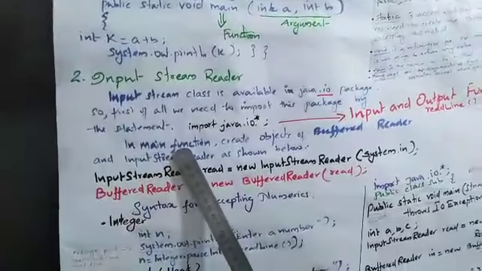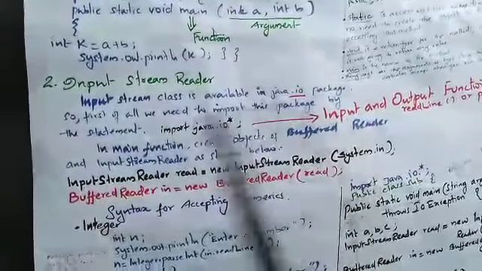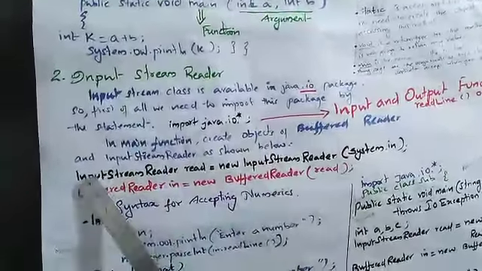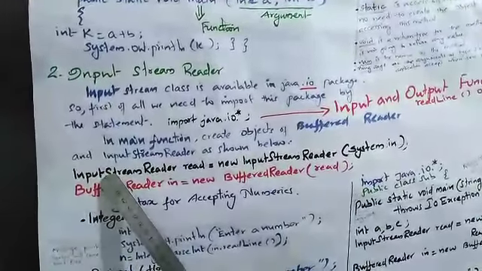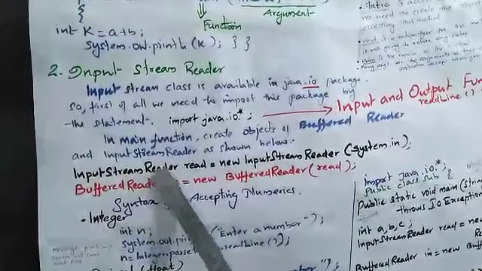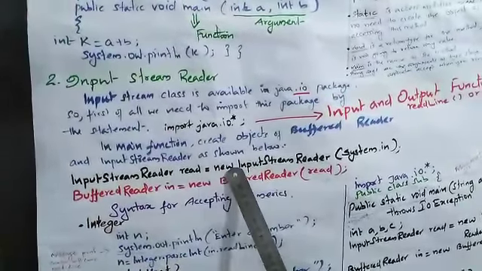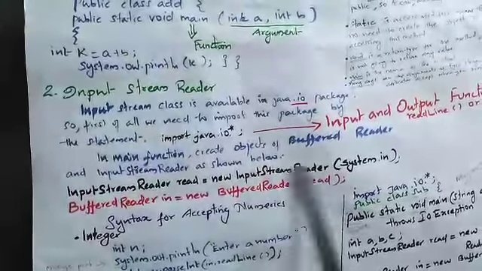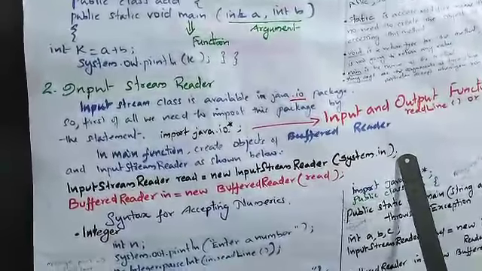In the main function, create objects of BufferedReader and InputStreamReader as shown below. Now see, InputStreamReader: I is capital, S is also capital, and R is also capital. Here no space should be there. read equal to new InputStreamReader, the same way ISR is capital, no space. Open the bracket System.in and close the bracket, semicolon.